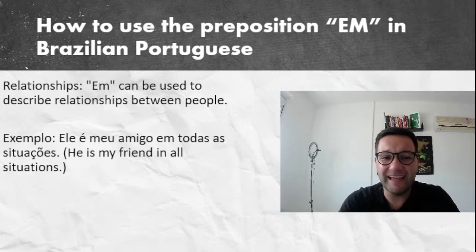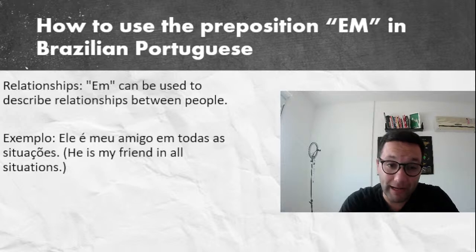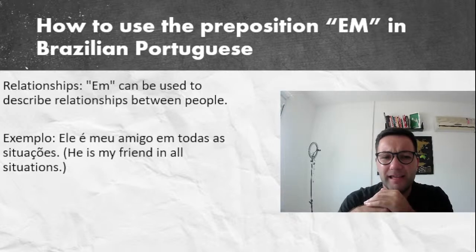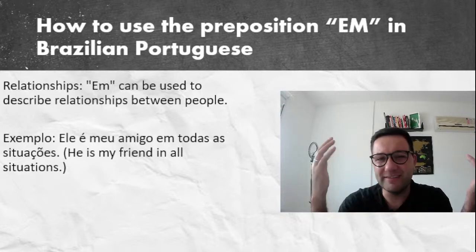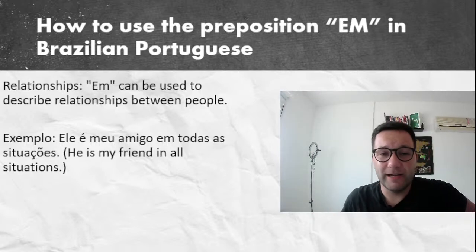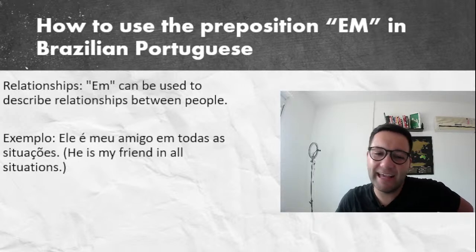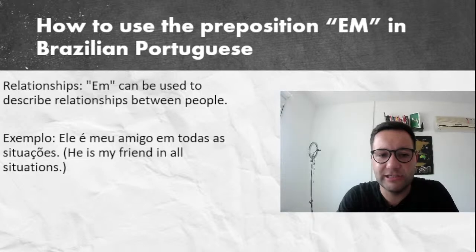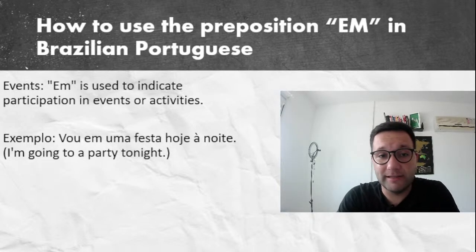Also, we use this em for relationships. We can use it to describe relationships between people. For example, ele é meu amigo em todas as situações. In English, this is very simple. When you have in in English, you translate as em in Portuguese. He is my friend in all situations.